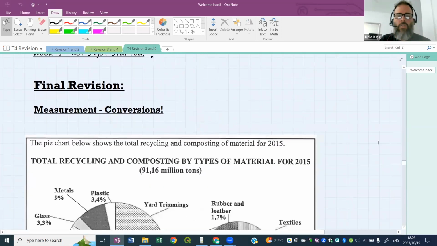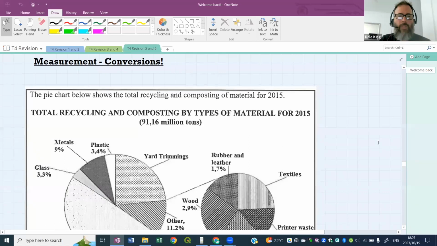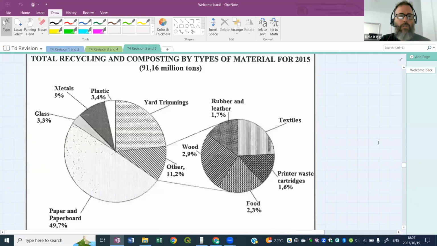Now, on Tuesday, we were doing data handling graphs, and we dealt with this question, the two pie charts. And I said I wanted to do one question based on this diagram here in front of us. So I brought it over from last week, Tuesday. We're going to just quickly deal with this, and then we're going to move on to the measurement section.